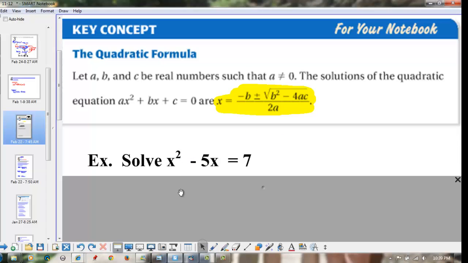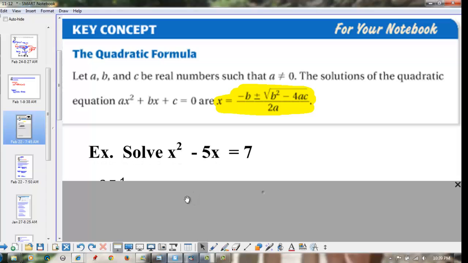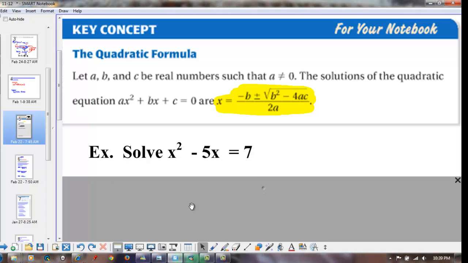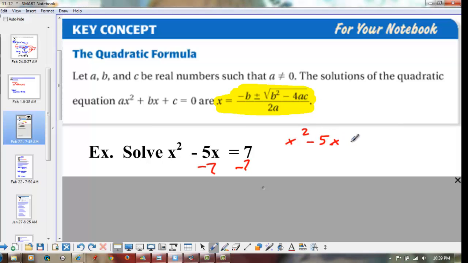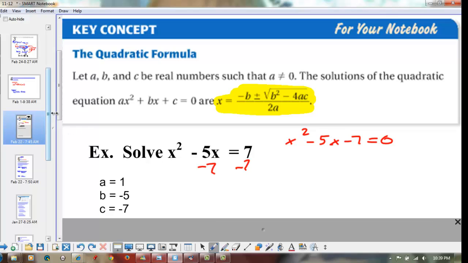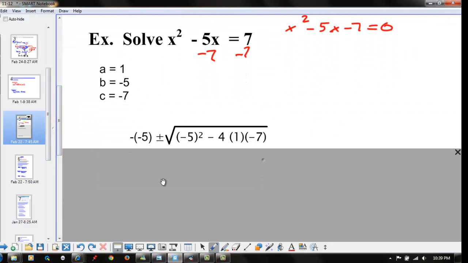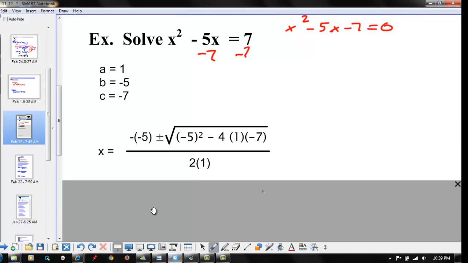So if we were going to solve x squared minus 5x equals 7, our first step would be to get it into standard form. So we would want to subtract 7 from both sides, and so we would get x squared minus 5x minus 7 equals 0. In this case, the a would be 1, the b would be negative 5, and the c would be negative 7.